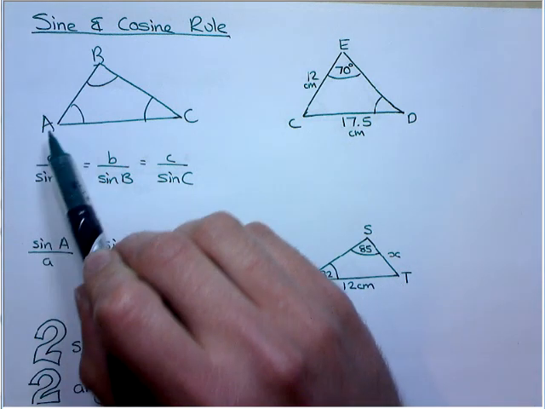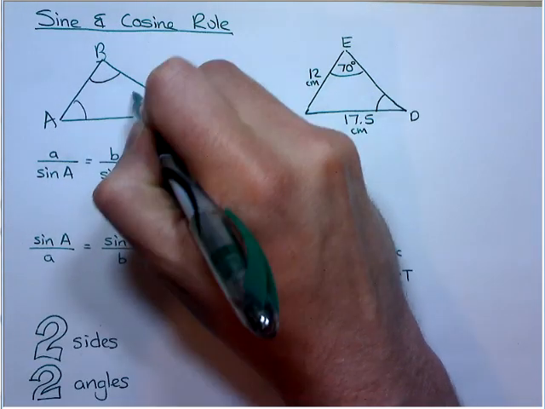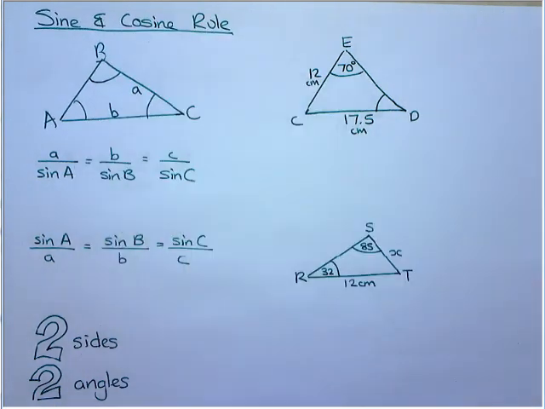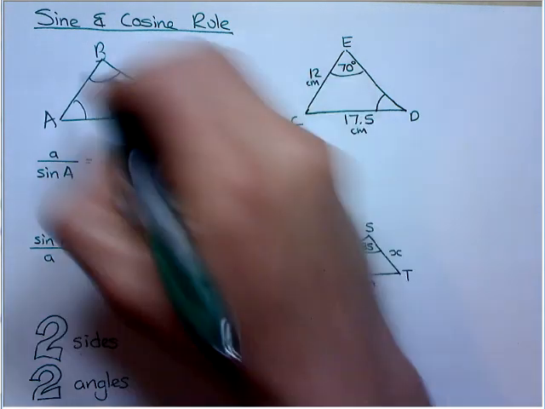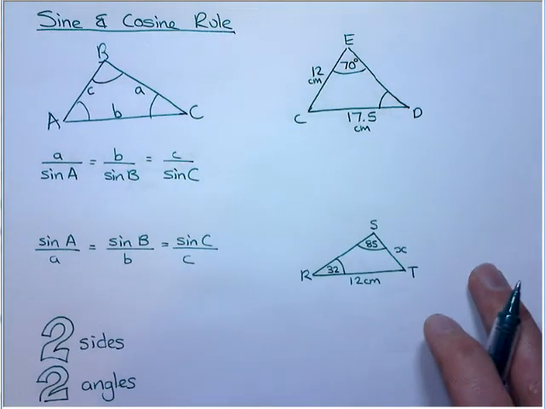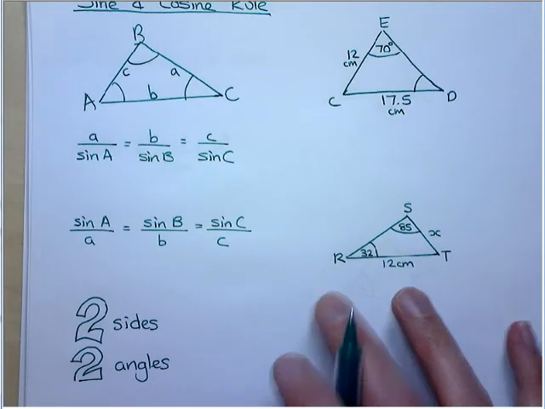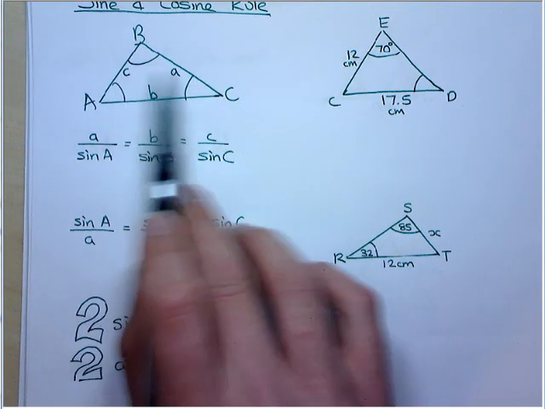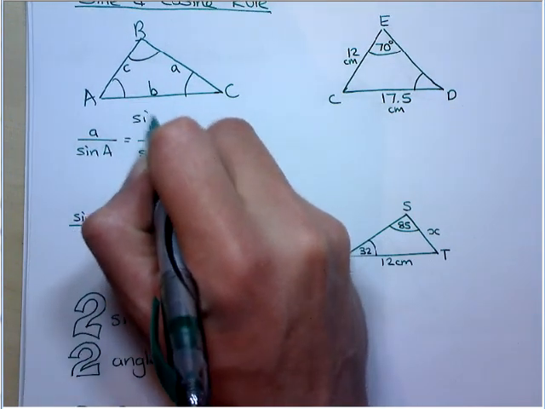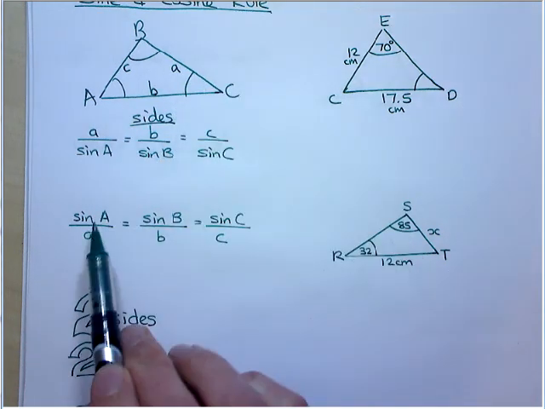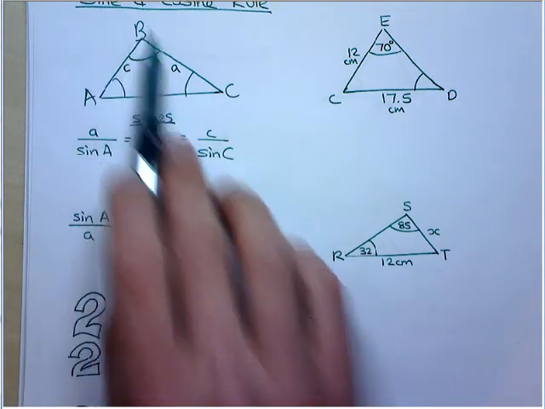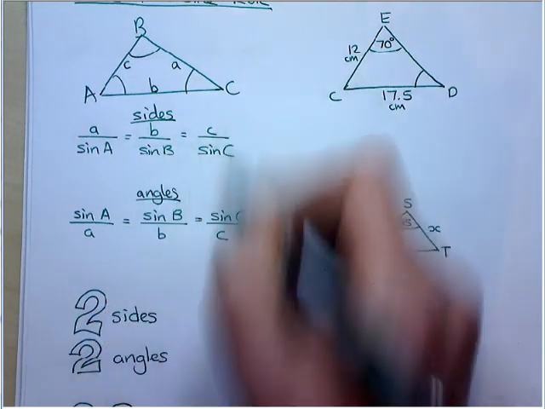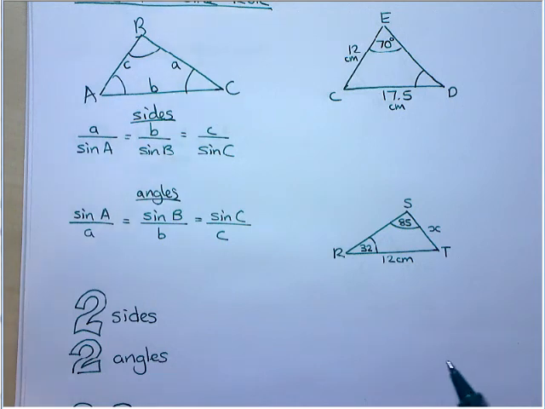So what we say is, if this is angle A, the side opposite is little a. And the side opposite angle B, little b. And the side opposite C is little c. And these two formulas you are given. You can see the lowercase are on the top, and that means these are the sides. So this is the formula for finding sides. And if the angles are on the top, this is the formula for finding the angles. And you literally just swap them over depending on which one you want to find. So that's nice and easy.